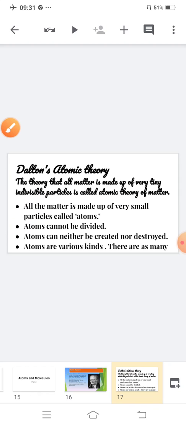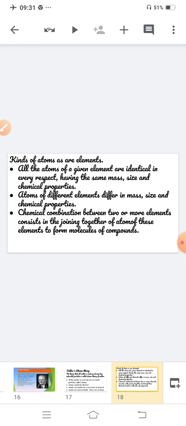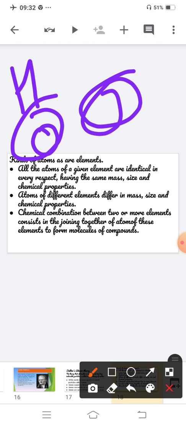Now, our fourth point is that there are as many kinds of atoms as there are elements. All the atoms of a given element are identical in every respect, having the same mass, size and chemical properties. If you take two atoms of hydrogen, these two atoms have identical mass, size and chemical properties.